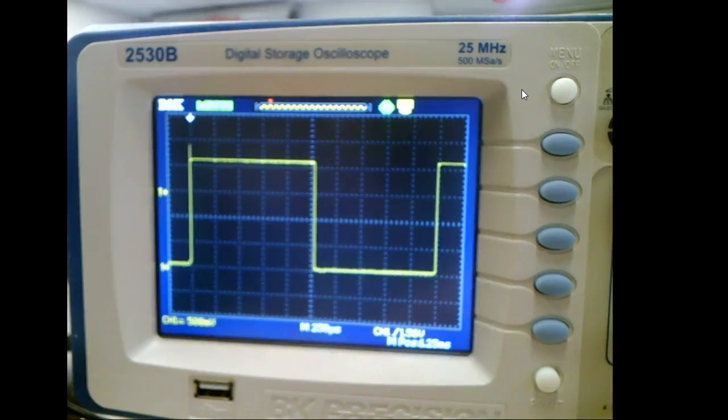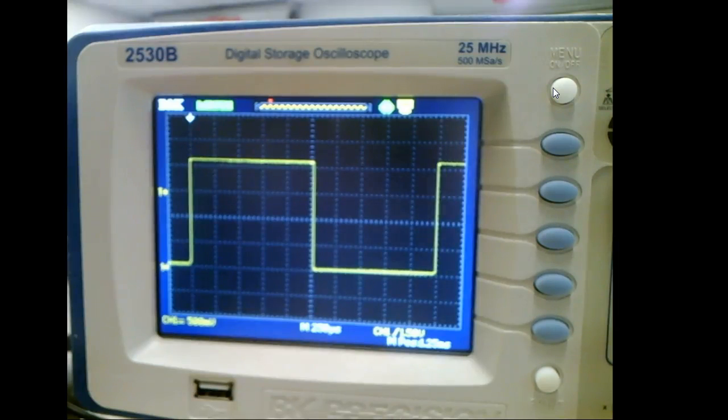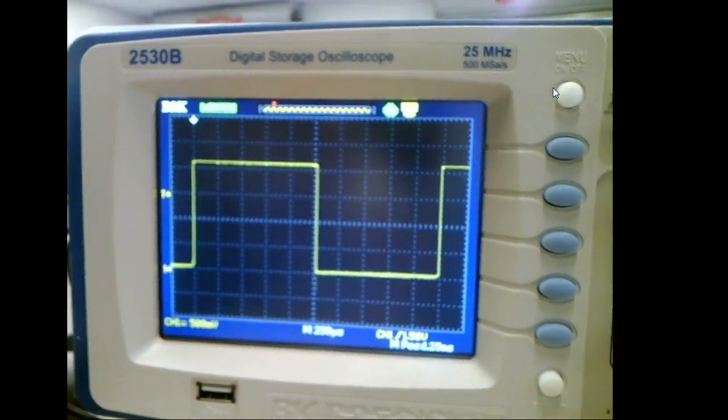The meter's not working. It might be the meter's not doing what it needs to do. So I got it on volts. I got it. Oh, okay. Sorry. I'm not on the right page.